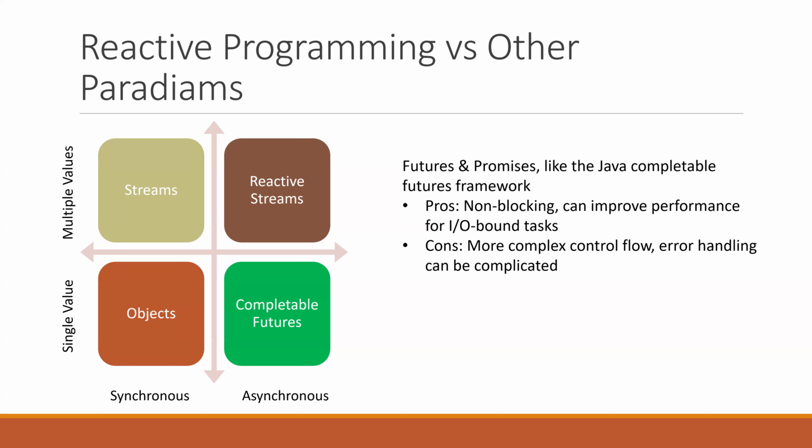So there are some downsides to using it, but error handling is one of those, and control flow can be difficult to follow. In that control flow, you're also not guaranteed the same order of execution every time you run a program, because you're non-blocking. While you're waiting for something to finish, other things can be happening. Okay.